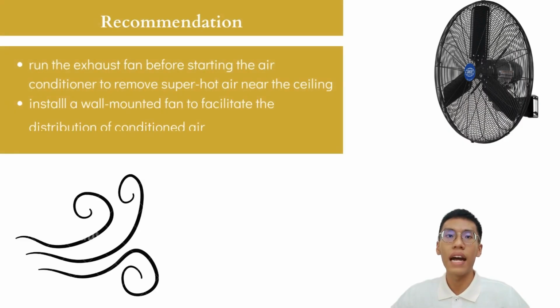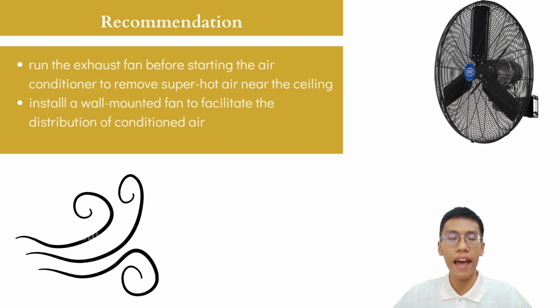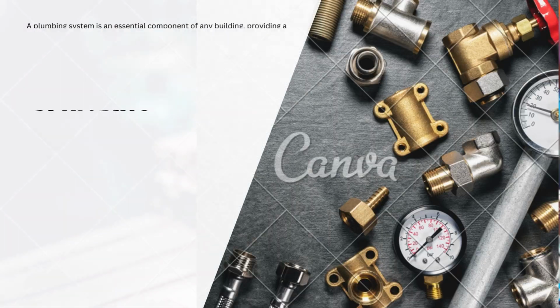It is recommended to run the exhaust fan before starting the air conditioners to remove the super hot air near the ceiling. Otherwise it may cause energy waste, because the cool air inside the classroom may be drawn out to the outside when the air conditioner is on. The next recommendation is that a wall-mounted fan should be installed in the classroom to facilitate the distribution of the cool conditioned air.